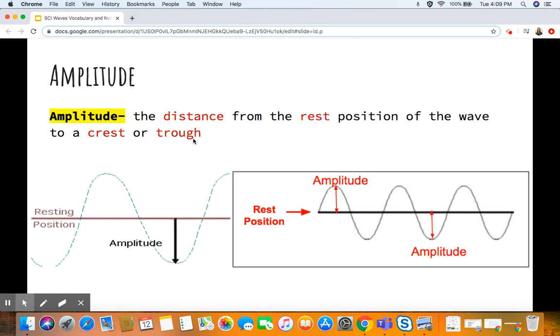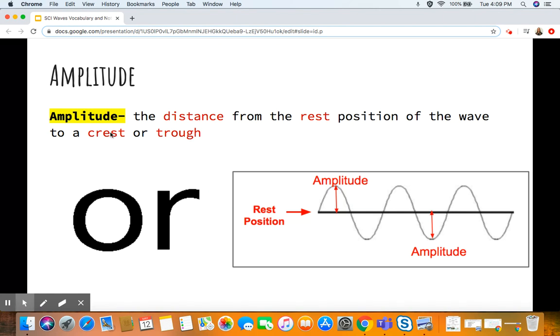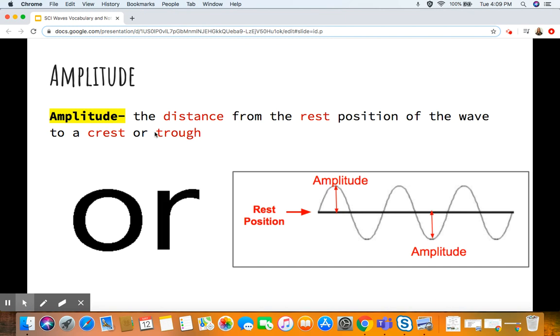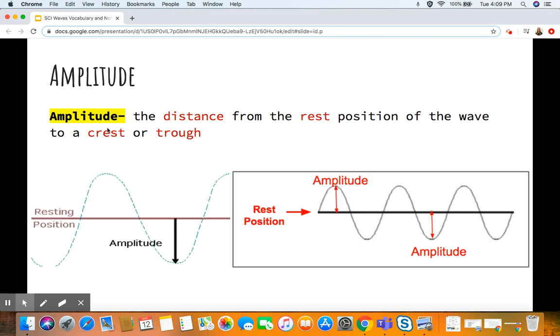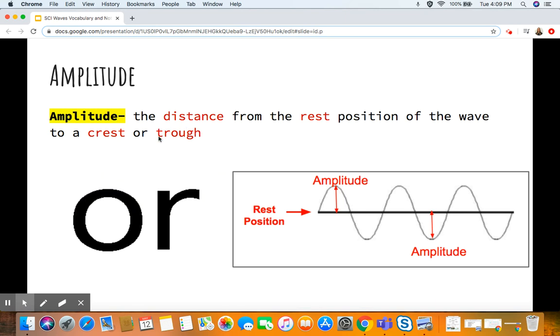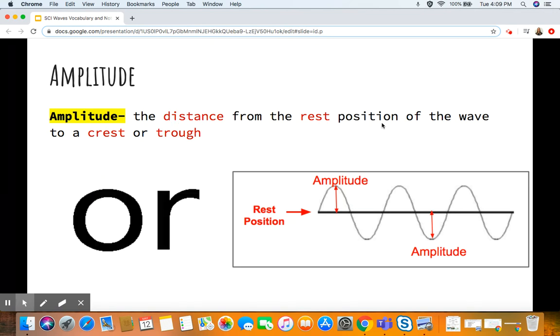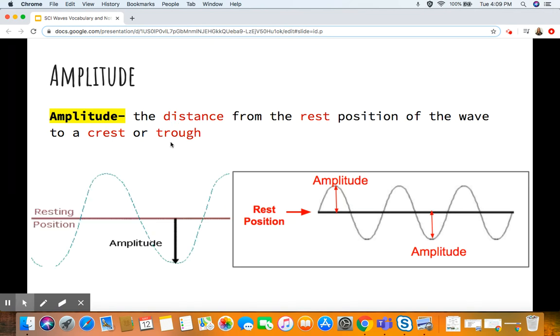So remember, in our last set of vocabulary notes, we talked about the crest and the trough. If you don't remember those, please go back and look at those notes. Remember, a crest is the highest point of a wave, and the trough is the lowest point of the wave. So the amplitude is the distance, or how far it is from the rest position to either the crest or the trough.